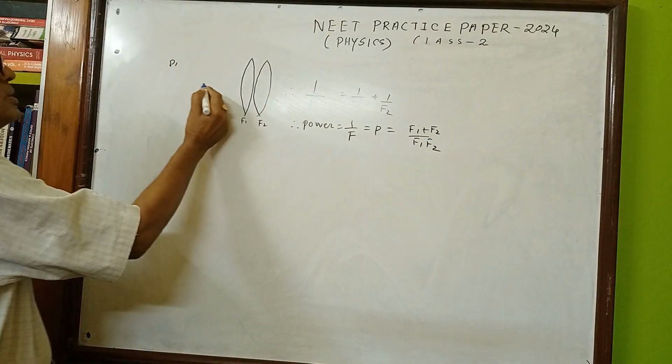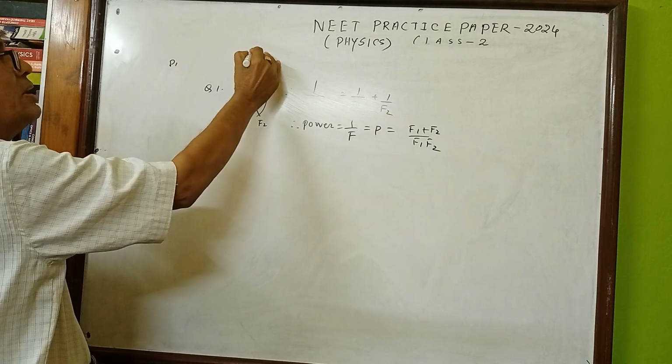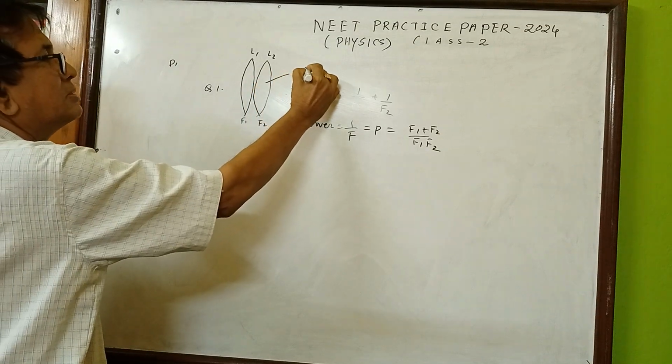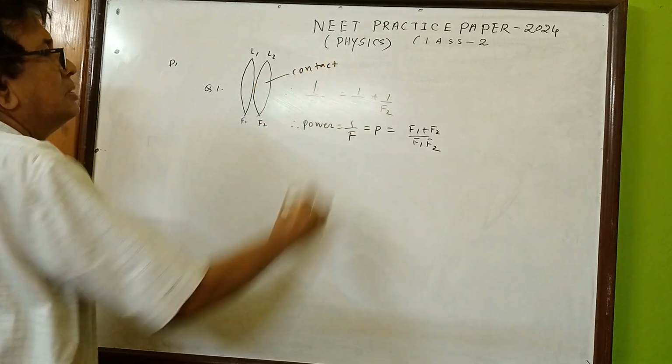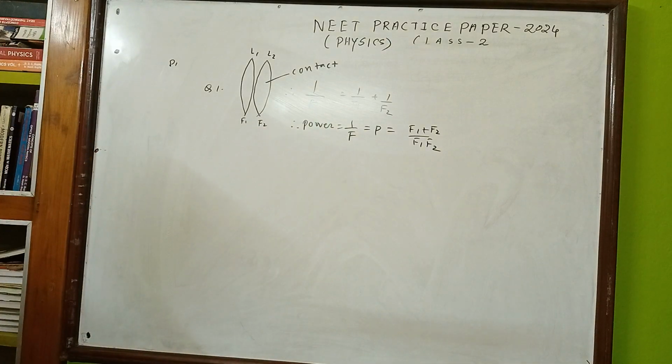Okay. First question, what is given? Two lenses L1 and L2 are in contact. Their equivalent focal length is 1 by F, then power equals 1 by F1 plus 1 by F2.